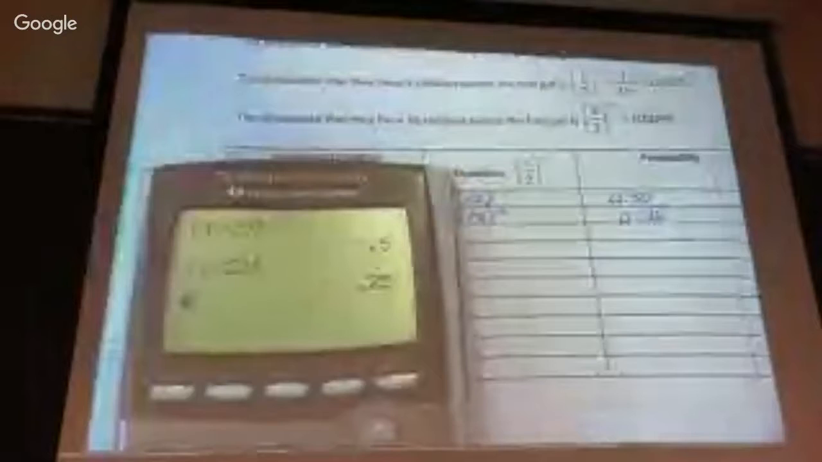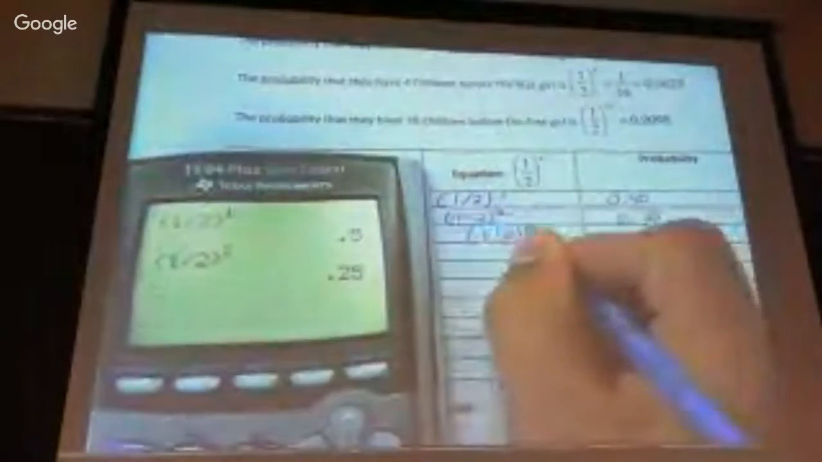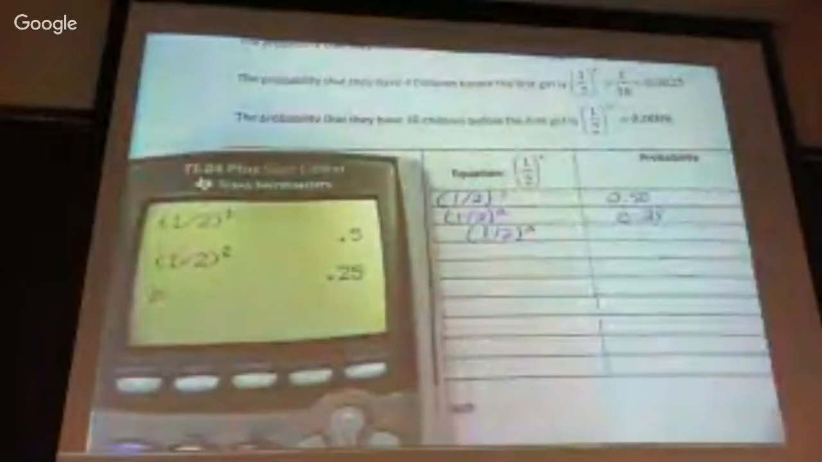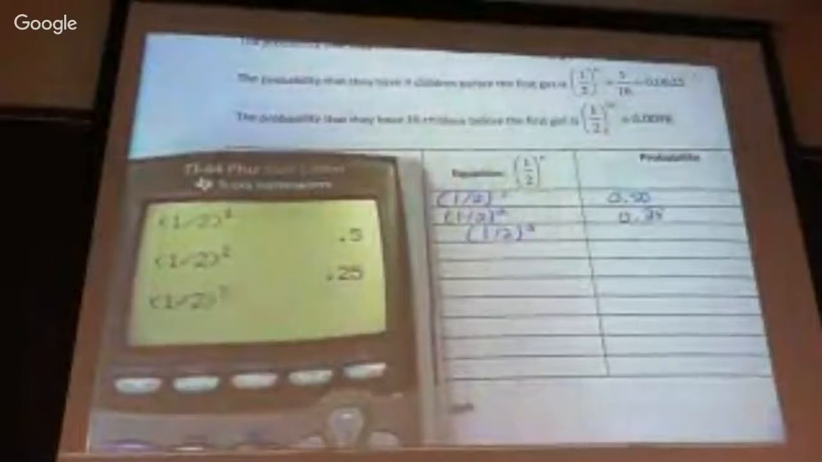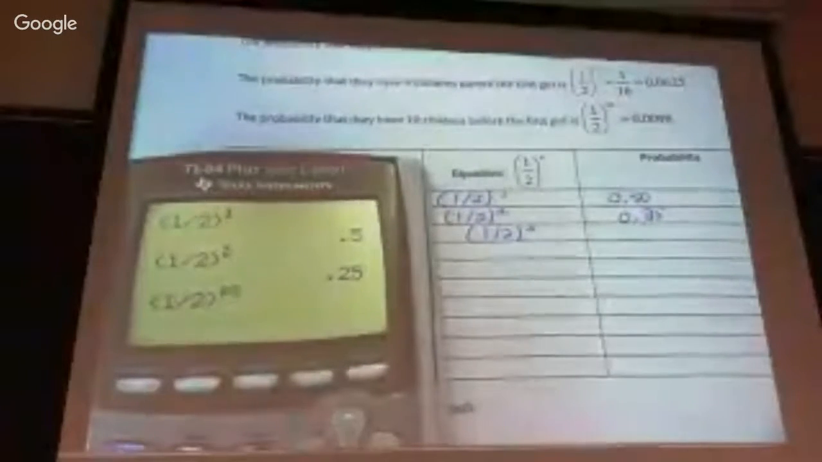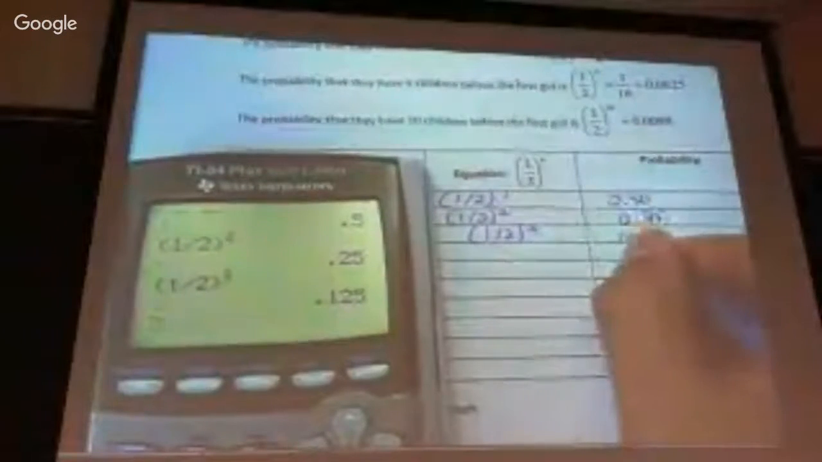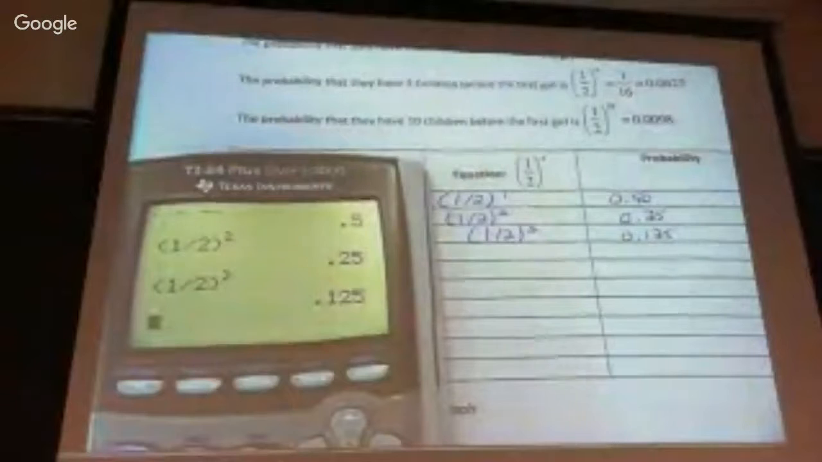Okay, well that's making sense. Well, let's keep going with that. What's the chance that the first, second, and third are all going to be girls? Second enter. Change the 2 to a 3. You get 0.125, a 12.5% chance that all 3 are going to be girls.